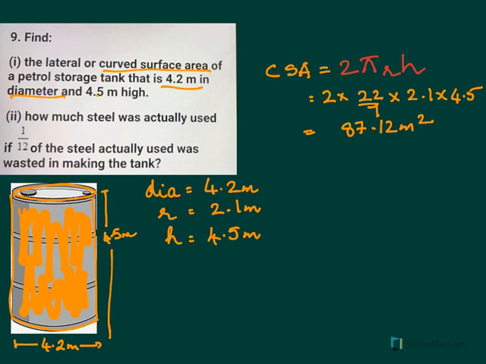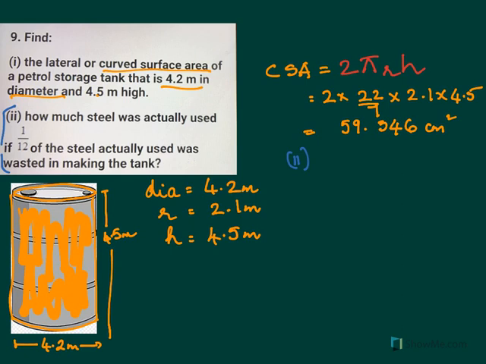Now we get on to the second part. The second part is here: how much of steel was actually used, if 1/12 of the steel actually used was wasted in making the tank. So here we have a closed tank, right? The answer is 59.346 square meters, not that 87 that I wrote earlier. Okay, note the correct answer.